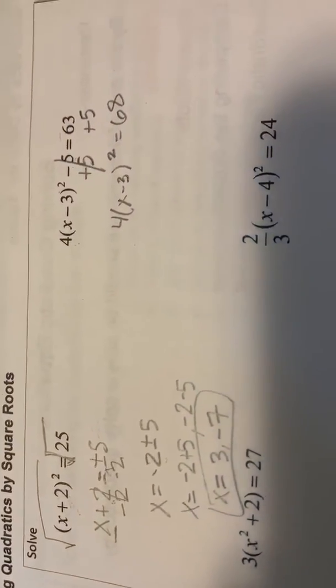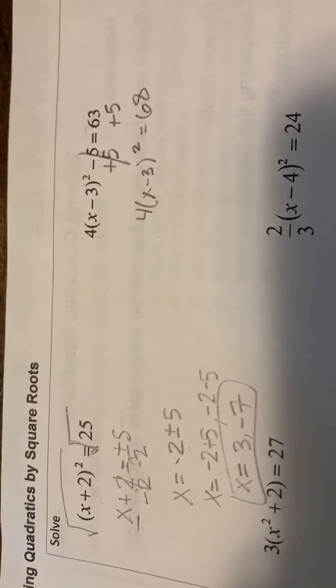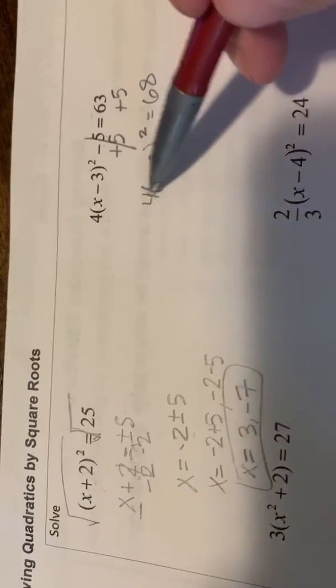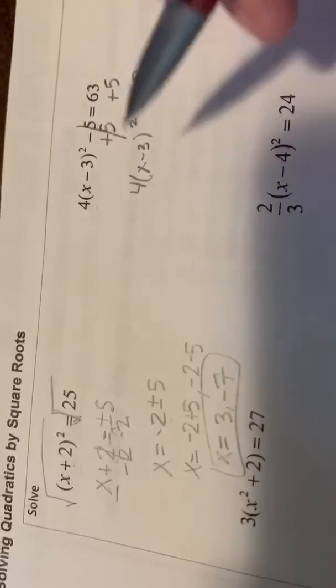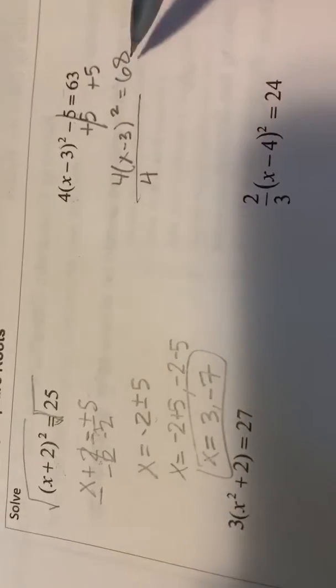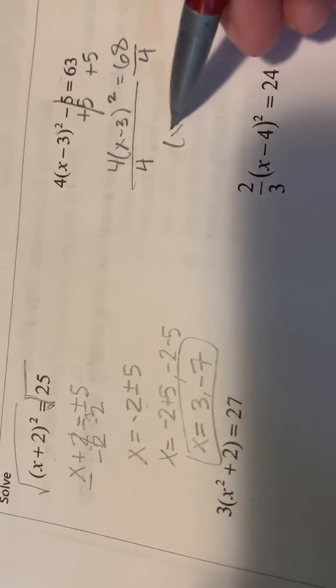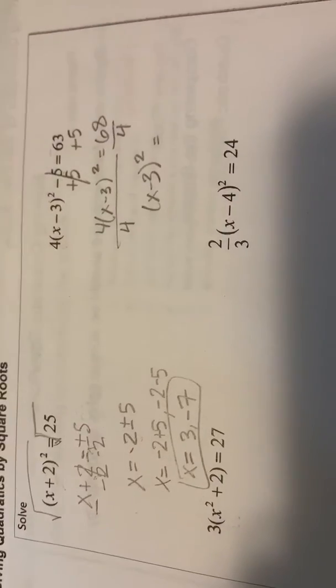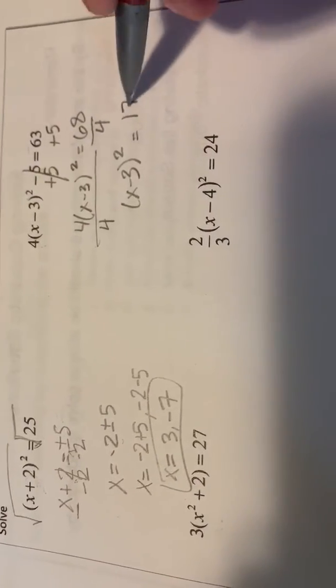68. Okay. Again, I don't really want to square root yet. Actually, I could, but if this wasn't a 4, I definitely wouldn't want to square root. So we want to get in the habit of just getting rid of that 4. Divide by 4. What is that? 17.